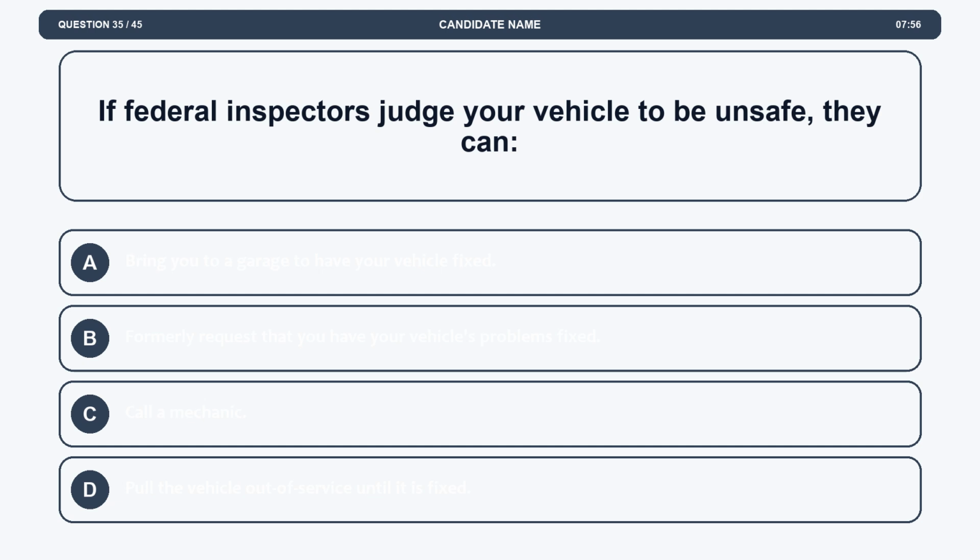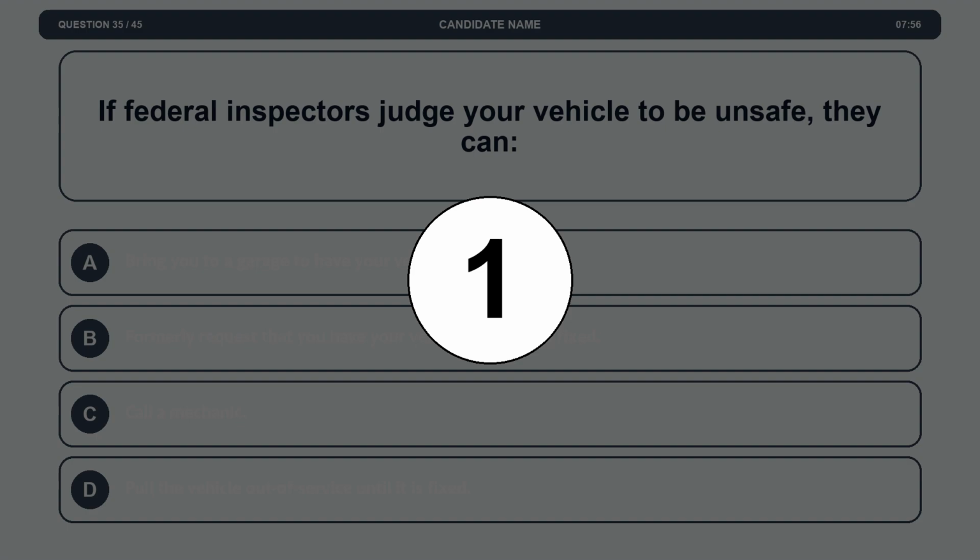Question 35. If federal inspectors judge your vehicle to be unsafe, they can. Option A, bring you to a garage to have your vehicle fixed. Option B, formally request that you have your vehicle's problems fixed. Option C, call a mechanic. Option D, pull the vehicle out of service until it is fixed.